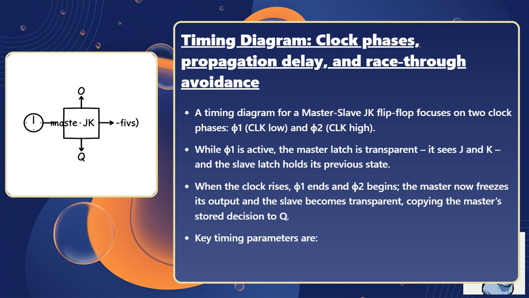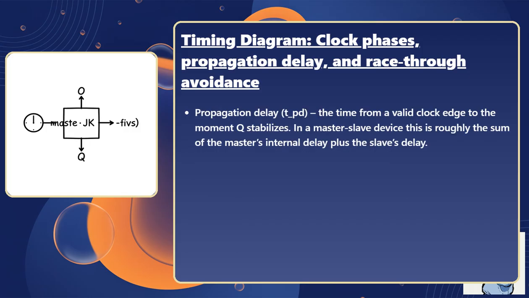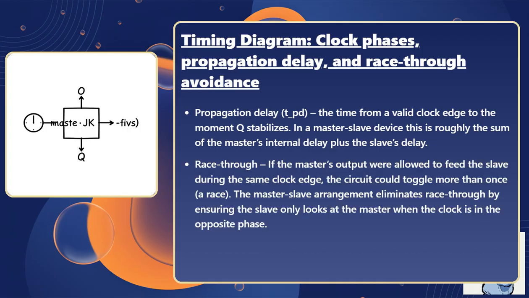Key timing parameters are propagation delay, TPD, the time from a valid clock edge to the moment Q stabilizes. In a master-slave device, this is roughly the sum of the master's internal delay plus the slave's delay. Race through: if the master's output were allowed to feed the slave during the same clock edge, the circuit could toggle more than once, a race. The master-slave arrangement eliminates race through by ensuring the slave only looks at the master when the clock is in the opposite phase.